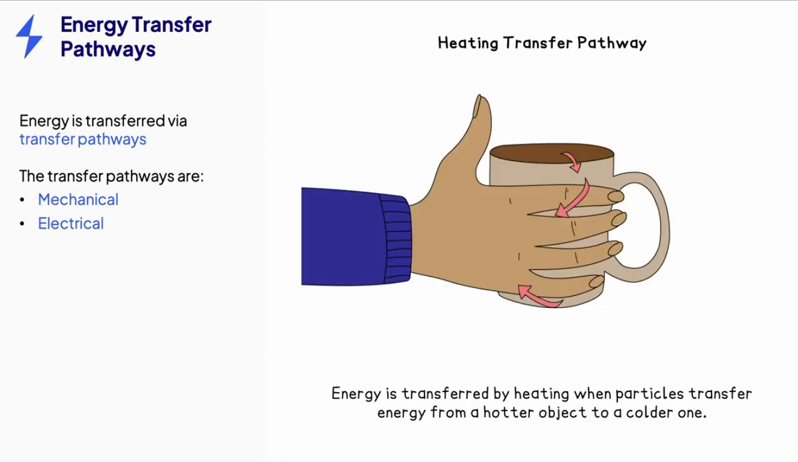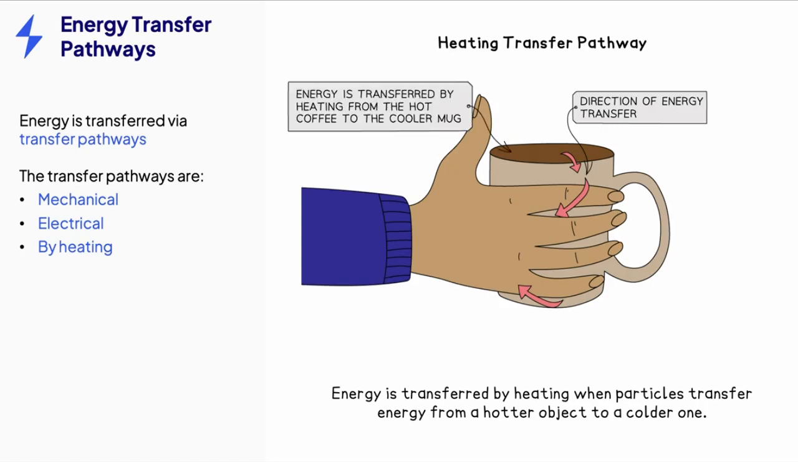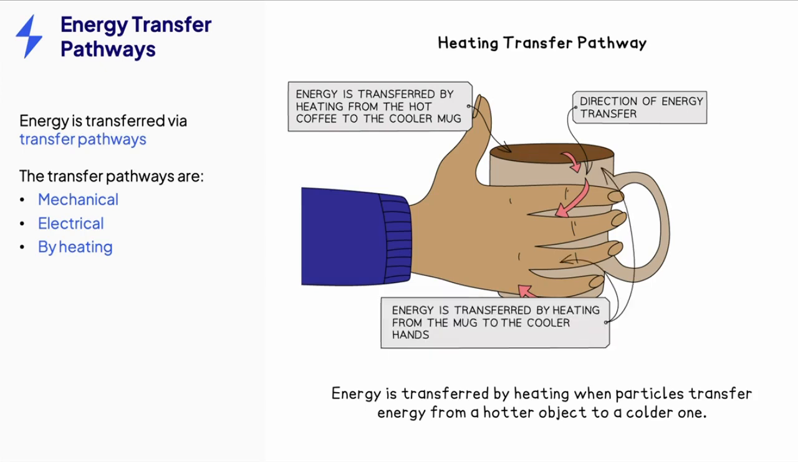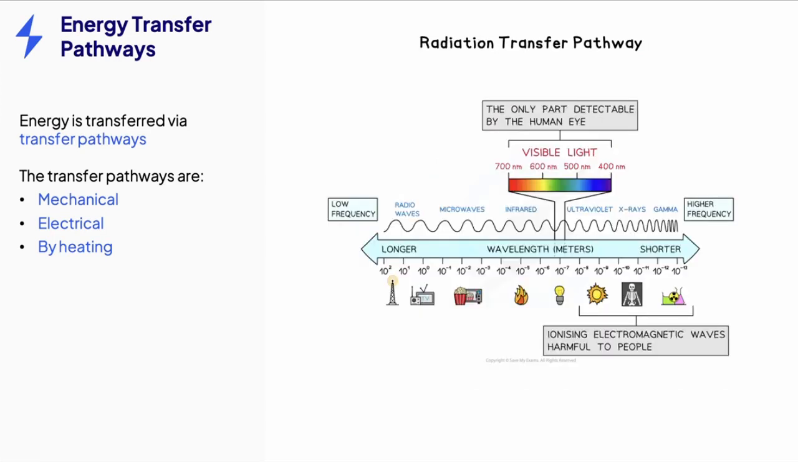Energy is transferred by heat from hotter objects to colder ones. The energetic particles in the hot coffee transfer energy by heating to the thermal store of the cooler mug. As the mug heats up, energy is transferred by heating from the thermal store of the mug to the thermal store of the colder hands. Energy transfers can be broadly split into 2 categories: working and heating.